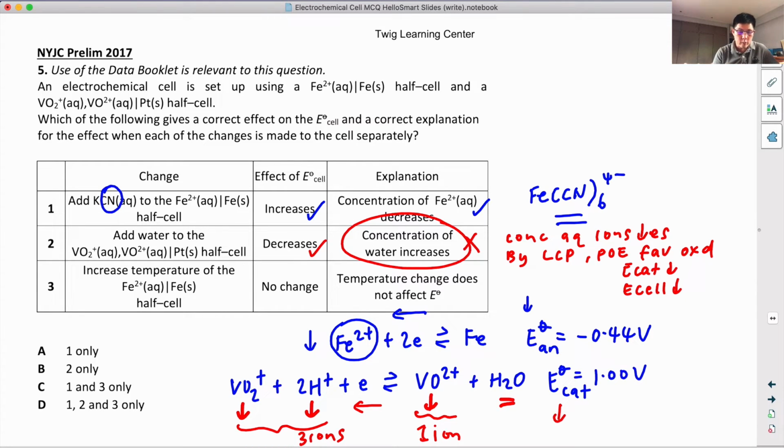Okay, next one: increase the temperature of this half cell. Increasing the temperature will always cause the production of more aqueous ions.